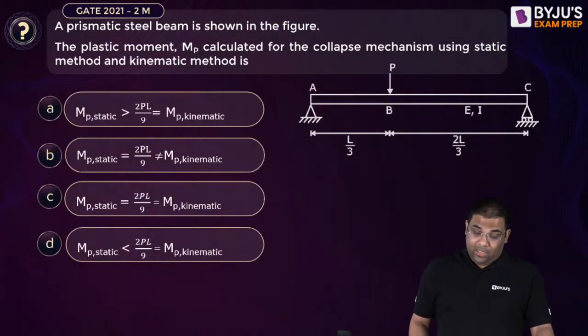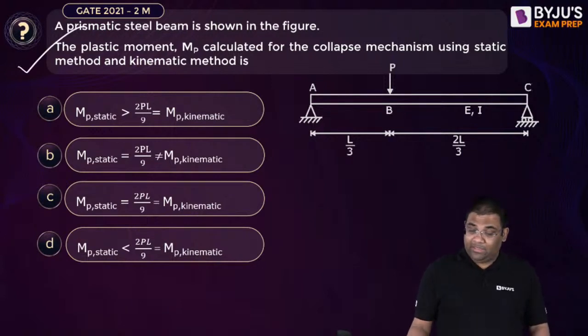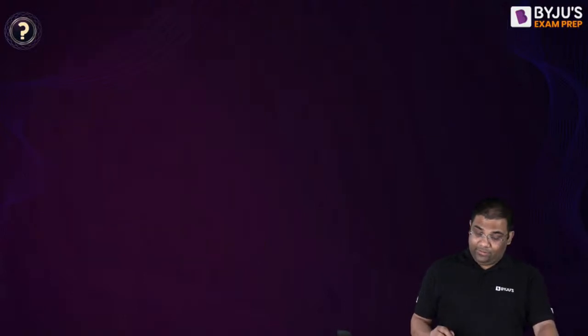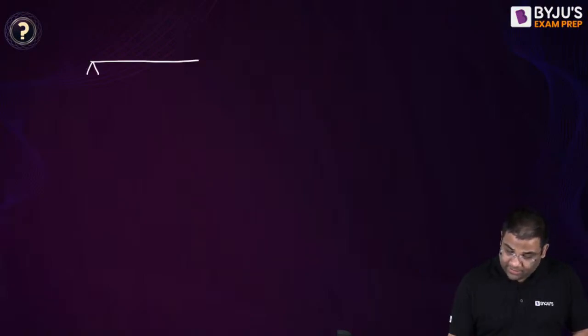Next question. Now this is a question on plastic moment capacity. You see, the beam is given, okay, and they have asked to find out the plastic moment capacity. Very easy, you see. Now in this case, collapse load is what? You do a static method or kinematic method to get the same answer actually. So these are standard formulas.